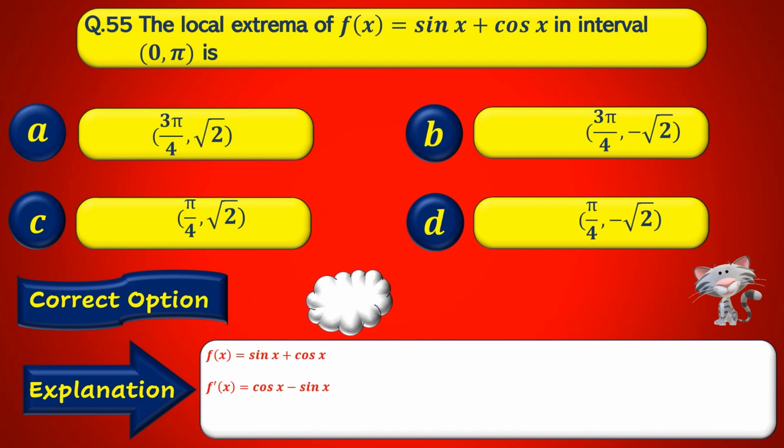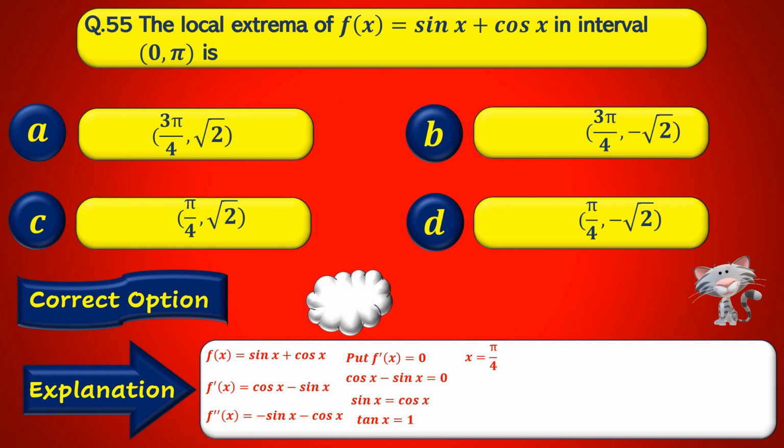Its first derivative is cos of x minus sine of x. Second derivative is minus sine of x minus cos of x. Now we find the stationary points and put f dash x is equal to 0. So cos of x minus sine of x will be 0, and it gives tan x is equal to 1, and it gives x is equal to pi by 4.